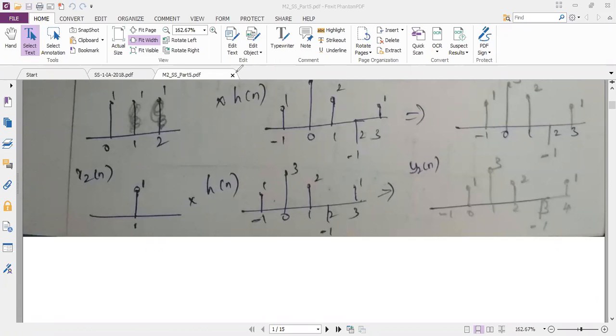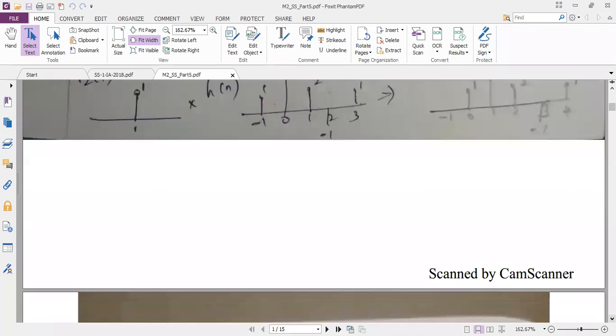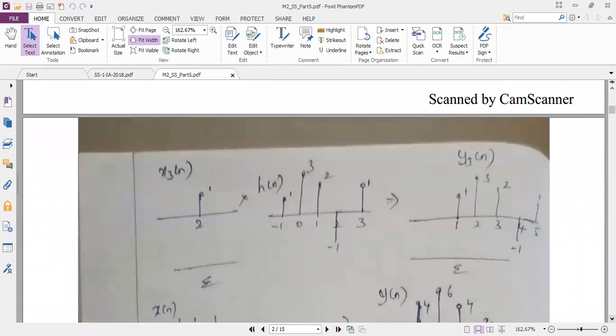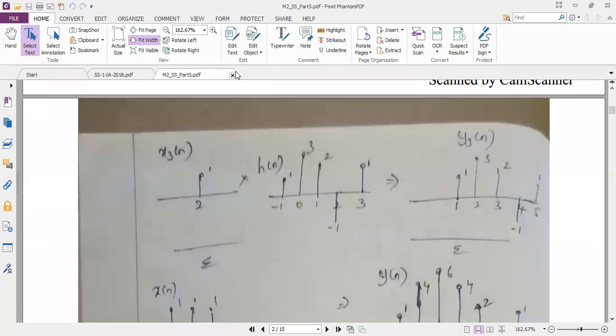See, now I have a question for you. X3 of n I will multiply with h of n. Can anybody tell me where I will place the output, the first product? 1. Very good. So I'll just scroll up the screen so you can see that. We have to place it at 1. You can see here x3 of n, I am multiplying with h of n, and on the screen I have placed the output at 1.